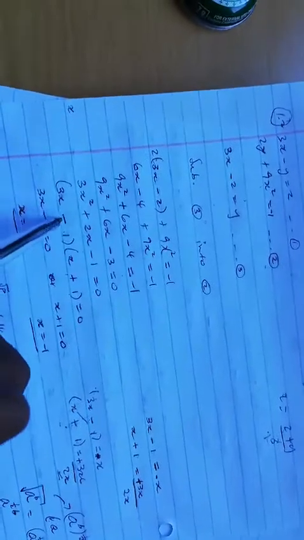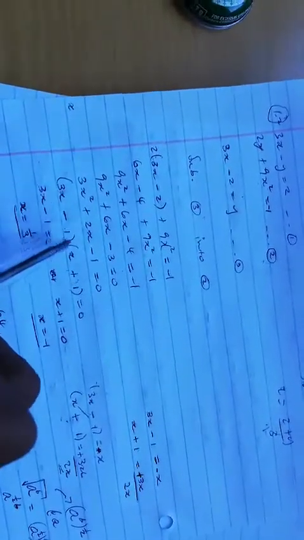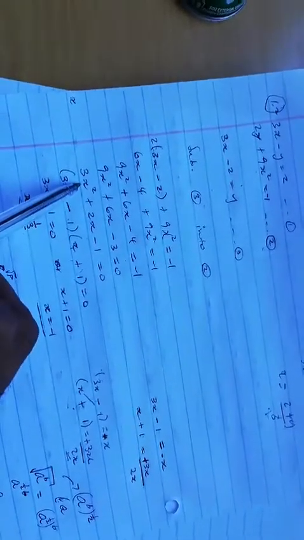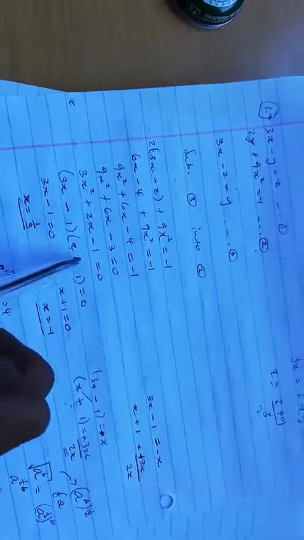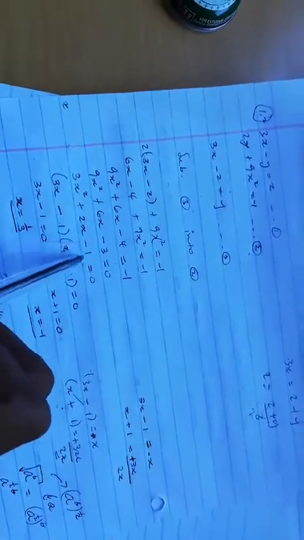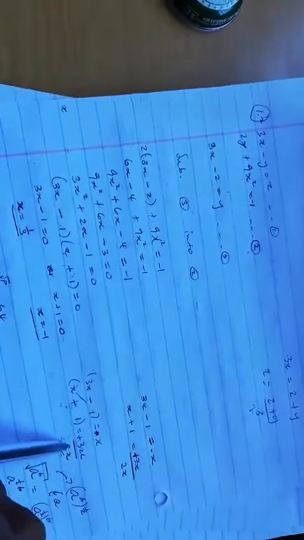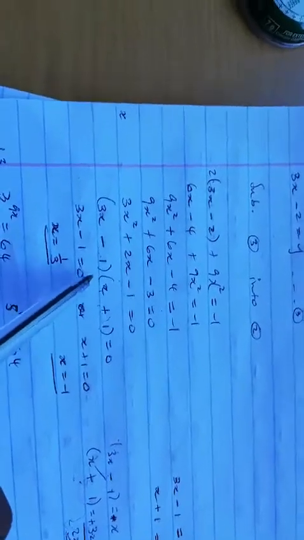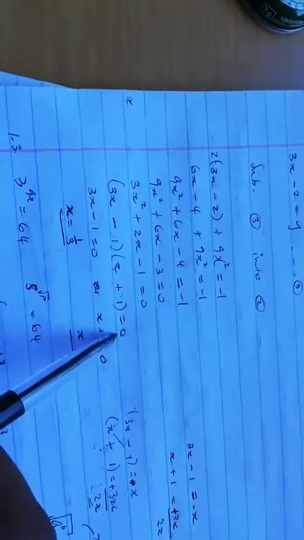So for instance, when you multiply them out, 3x multiplied by x will give you 3x squared. And then a negative 1 multiplied by positive 1 will give you that. The middle one, we already did there. And from here, remember now we have 0. We say, okay, equate each bracket to 0.